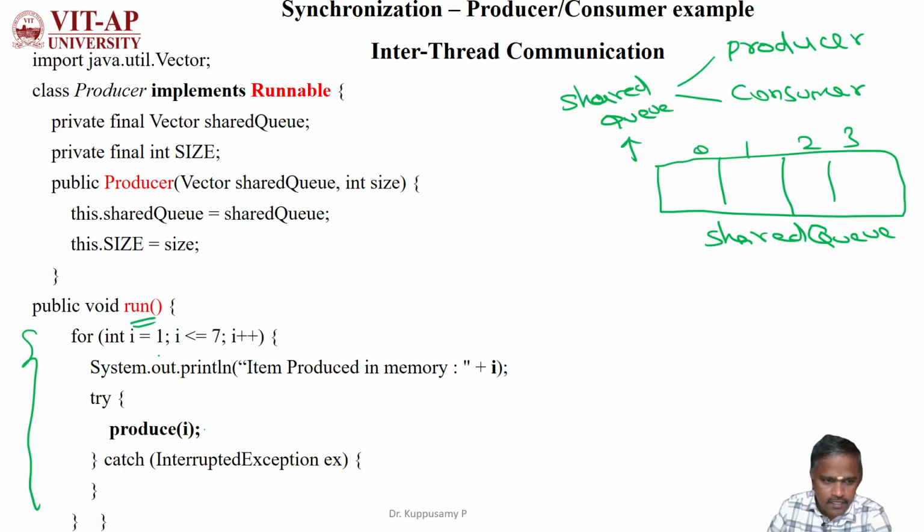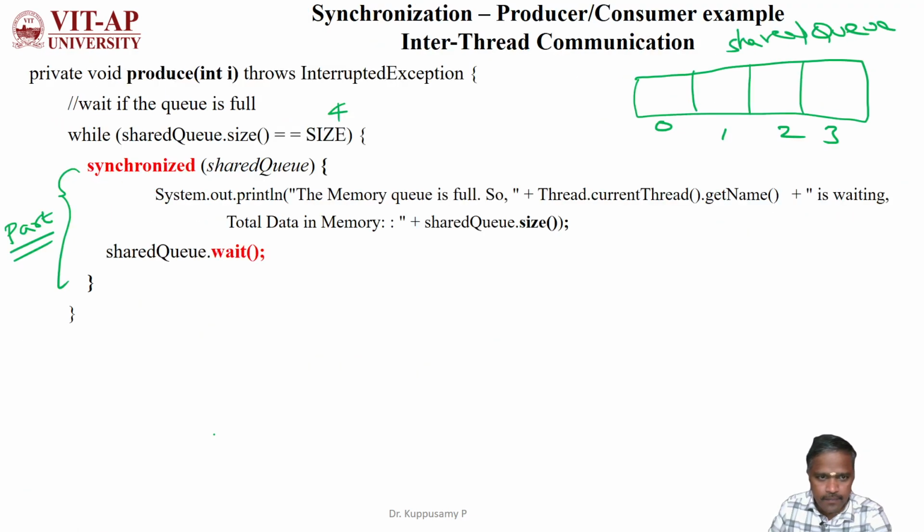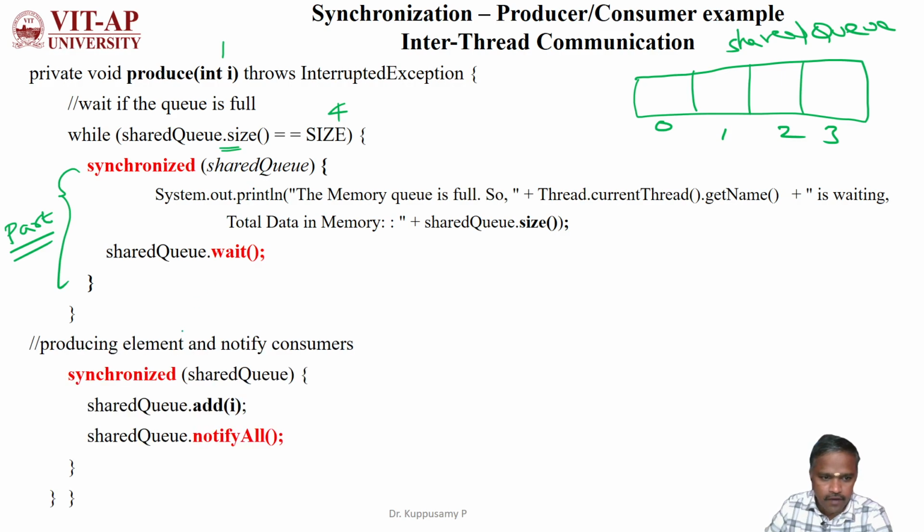So the run method is executing the first iteration, data 1 is produced, then we are calling the produce method by passing the first data. Now the first data is passing here, then we are checking the shared queue size. As of now it is empty, so 0 equal to 4 is false. Okay, it is false.